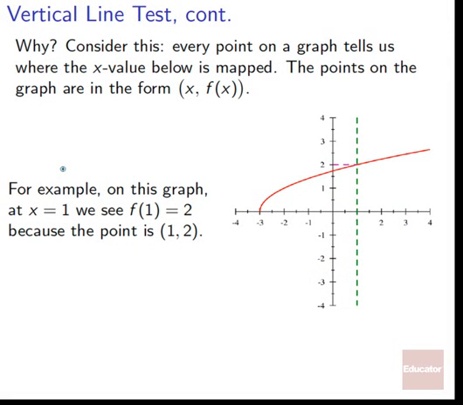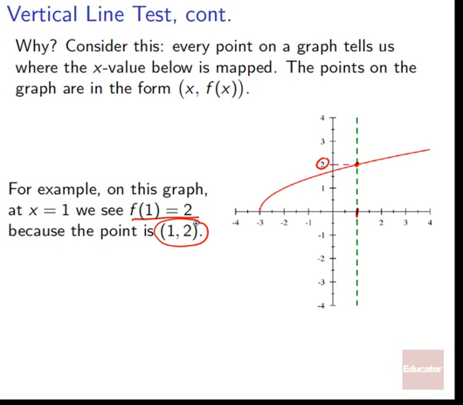Why is this the case? Well, consider this. Every point on a graph tells us where the x value below is mapped. The points on the graph are in the form x, comma, f of x. The x that we put into the function and the f of x, the thing that the function puts out for that x. Input and output put together. So for example, let's look at this graph. This is the graph of something like a square root function. If on this graph we see at x equals 1, we get f of 1 equals 2, right? We go to 1 on the horizontal, we bring it up, and we get to 2 on the vertical, so we get that f of 1 equals 2, which is coming from the fact that the point is (1, 2). So we put in an input, and we get the output of 2.